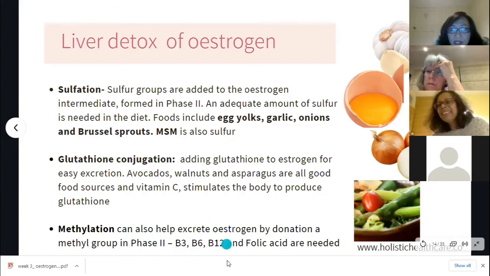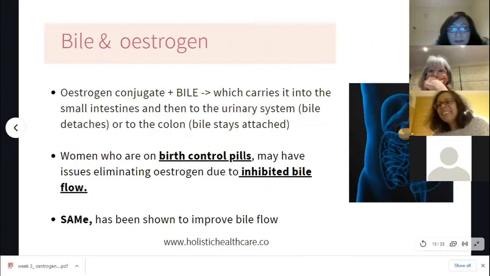You want to be taking a supplement with activated B vitamins, methyl B vits, 50 milligrams a day, some glutathione or N-acetylcysteine, or trying to get it through your diet. And then you want to be supporting your body by adding extra sulfur to your diet as well.